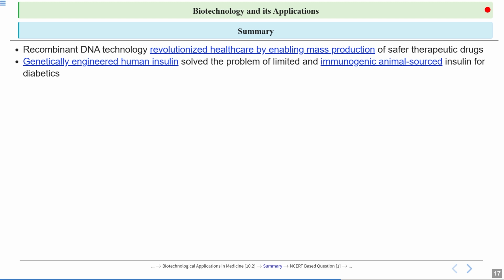So, genetically engineered human insulin solved the problem of limited and immunogenic animal-sourced insulin for diabetes. Initially we had limited insulin, and it was immunogenic animal-sourced insulin, because as I told, it can trigger an immune response because of these things.